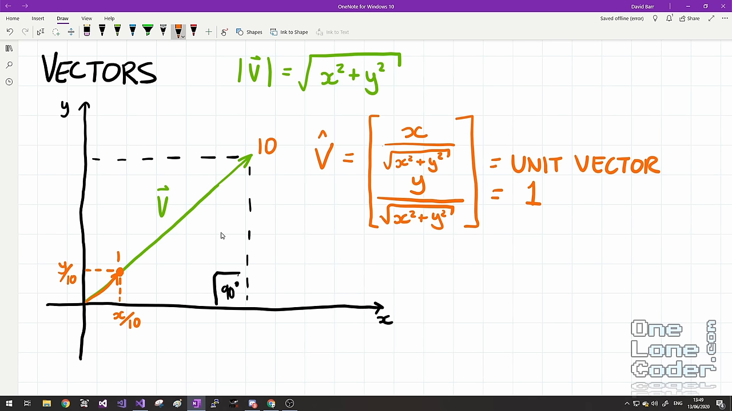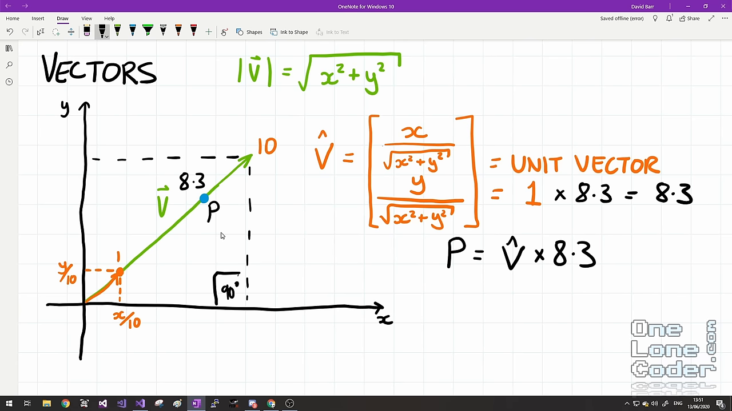Unit vectors have many uses, but perhaps the most obvious one is that they can be scaled very simply. Let's say I wanted to find a point along the direction of my vector, but that point must be, and let's just pick a number for the sake of argument, 8.3 in length away from the origin. Instead of doing any complicated calculations, we can simply multiply our unit vector by 8.3, because multiplying 1 by 8.3 is equal to, well, 8.3, and the direction is still the same. So this point here we could define as being p equals our unit vector v multiplied or scaled by 8.3.